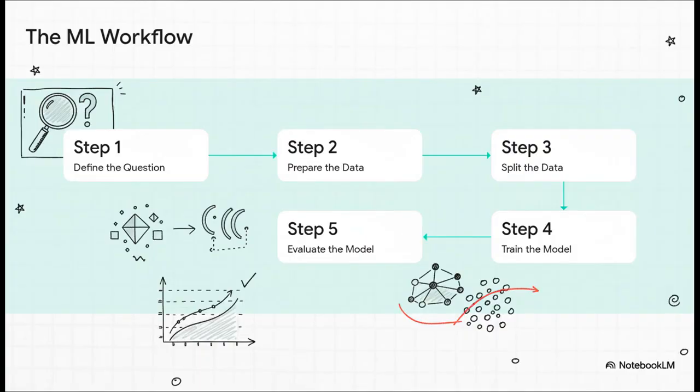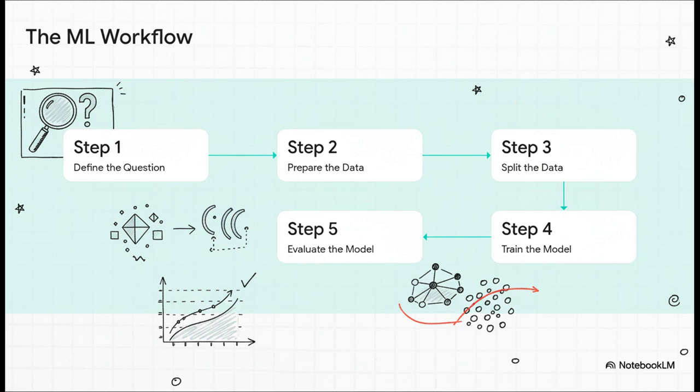Okay, here's the basic workflow, the 5 main steps. First, we define our question. Then, we get our data ready. Step 3, we split the data. 4, we train the model. And finally, 5, we see how well it did. We evaluate it. Now, all these steps are important, but I'm going to tell you right now, one of them is way more important than all the others. And it's probably not the one you think. It's step 3, splitting the data.